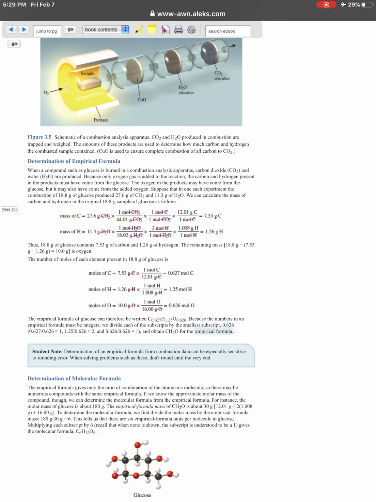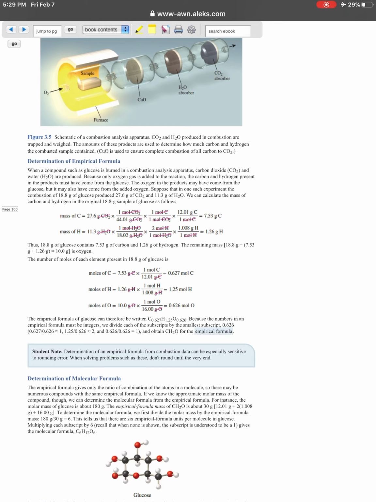But now we want to know how much hydrogen is in there. In 1 water, there are 2 hydrogens. So there's 2 moles of hydrogen for every 1 mole of water. So we multiply it by 2. That gives us the moles of hydrogen that was produced. Then, what's the molar mass of hydrogen? 1.008 grams per mole. So we multiply it by the molar mass, and that tells us that there was 1.26 grams of hydrogen in the water. However, the hydrogen in the water is the hydrogen that came from the sample. So that is also equal to 1.26 grams of hydrogen in the original sample.